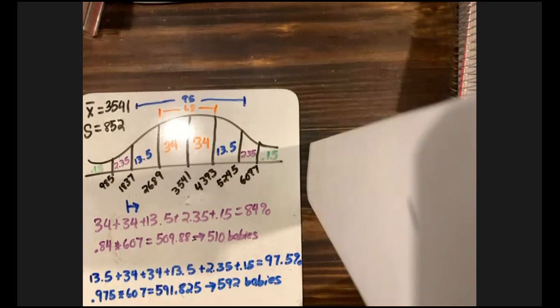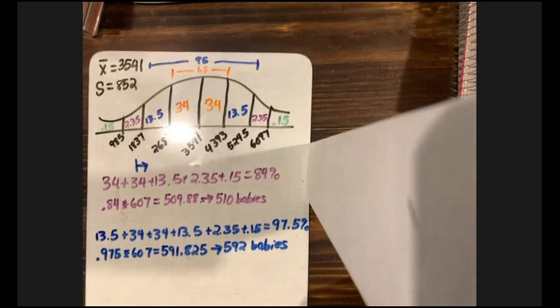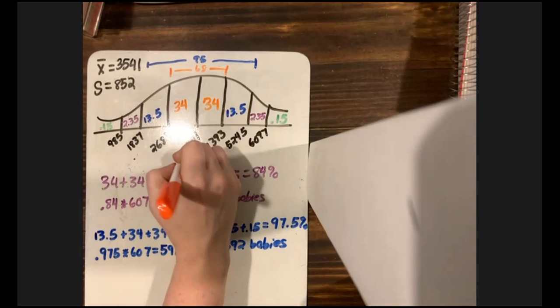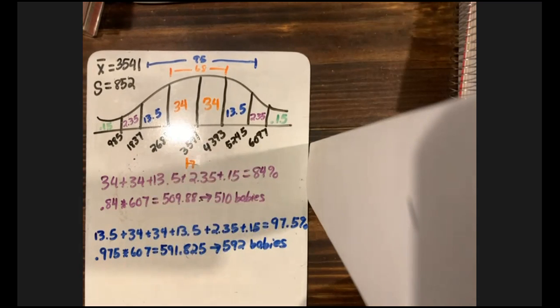Okay. So the last one asks us, and again, I'm going to get rid of my blue arrow here. We want to be between 1341 and 5245. So I'm going to add my 34 and my 13.5, which is going to give me 47.5%. 0.475 times our 607 gives me 288.325. So I would say 288 babies.